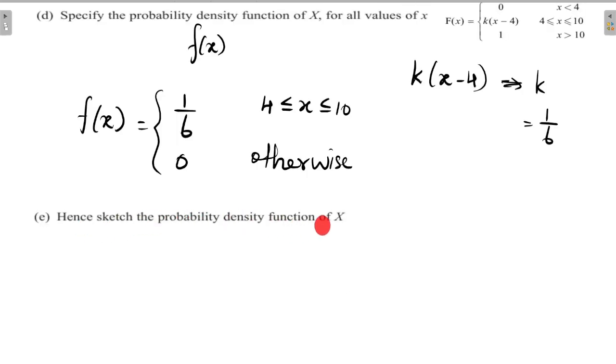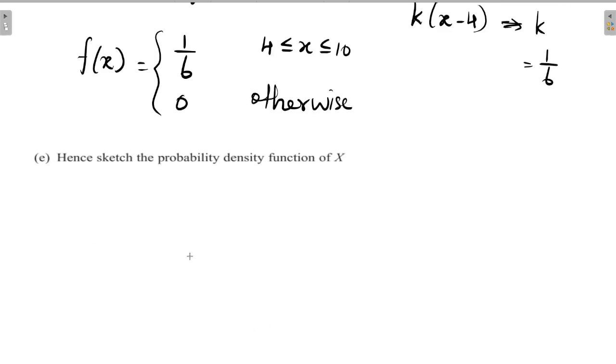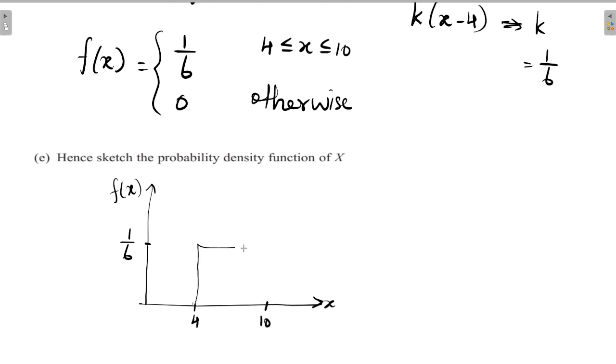Hence, sketch the probability density function of x. Consider the x and y axes: this is the y axis, f of x, and this is the x axis. For f of x we have the value 1 by 6, and the x values are 4 and 10. Because the total probability is always equal to 1, the area of this rectangle is equal to 1. This is the required graph.